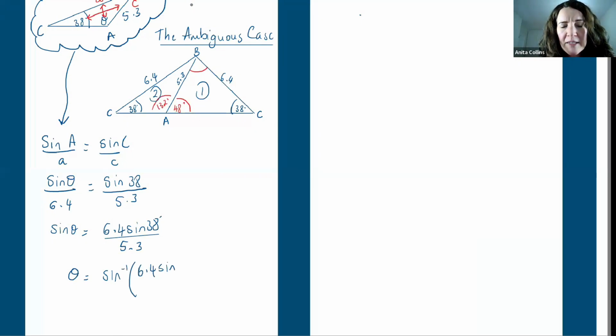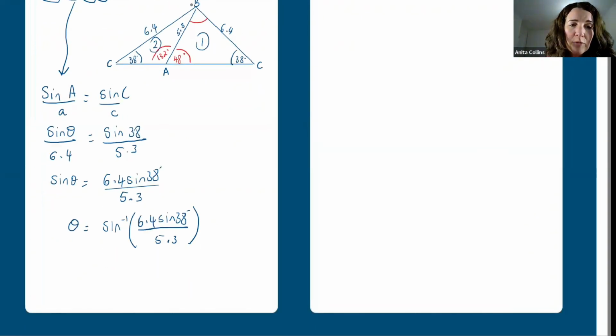Now, don't be splitting this up into small little calculations and doing it bit by bit in your calculator. Do all of your rearranging. If your rearranging skills aren't good enough, you need to go back to Algebra 1 and work on those. So do all of your rearranging and then type the whole thing into your calculator in one go. All right, so that gives me 48.025.